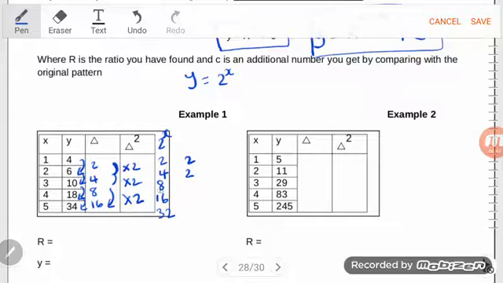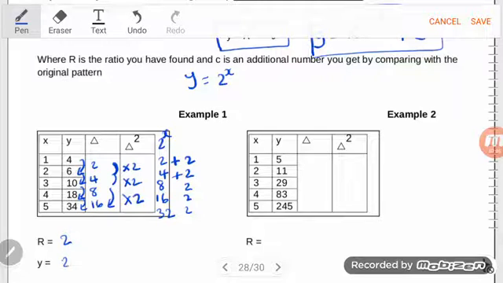We've now got 8, but we should have 10. 10 minus 8 is 2. Okay, so it's all out by 2. So in the end we have to add 2 to get each one. So our r is going to be 2.